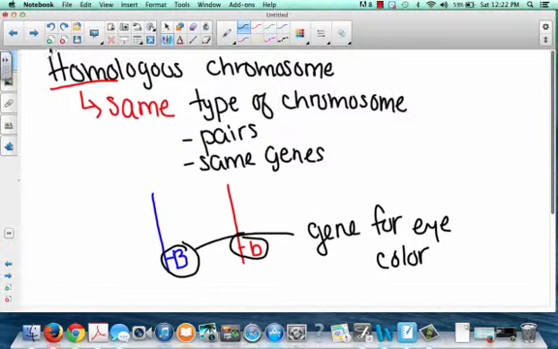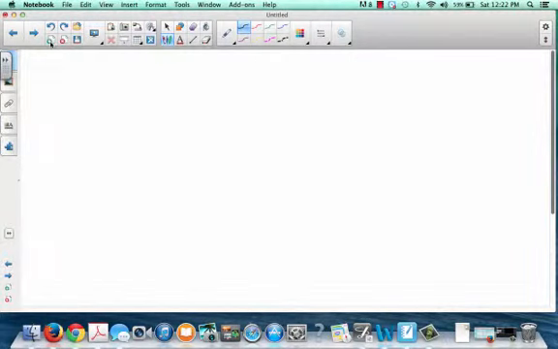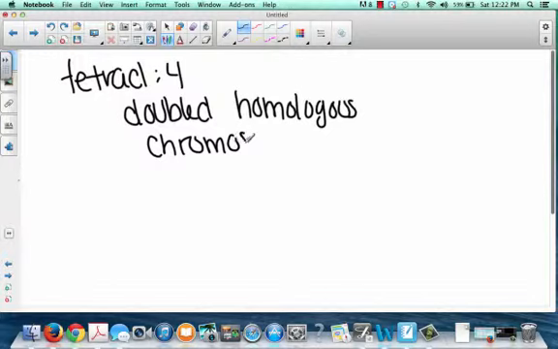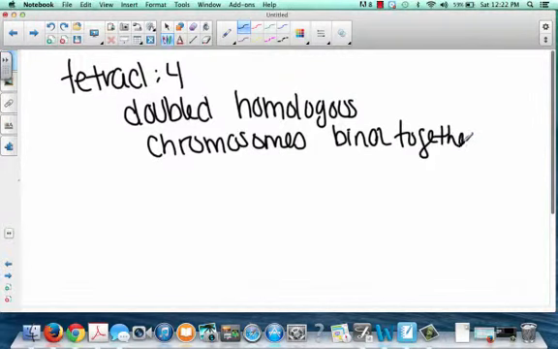Our next word is going to be tetrad. Tetra means 4, right? So we're going to have 4 chromatids that make them up. This is where the doubled homologous chromosomes bind together. And this happens in prophase. It takes a very long time for them to find each other. It's very different from mitosis; it does not happen in mitosis. But this allows for crossing over to occur.